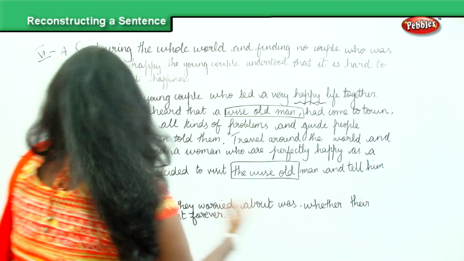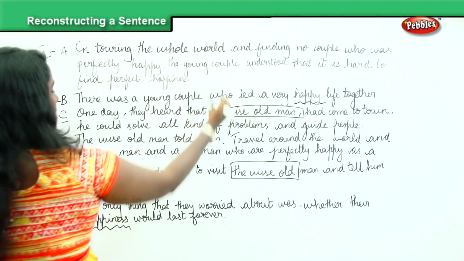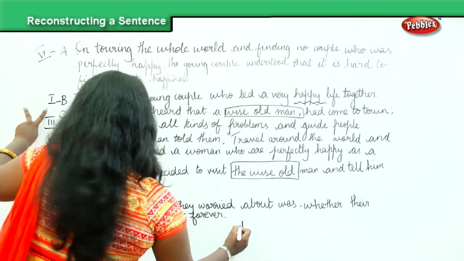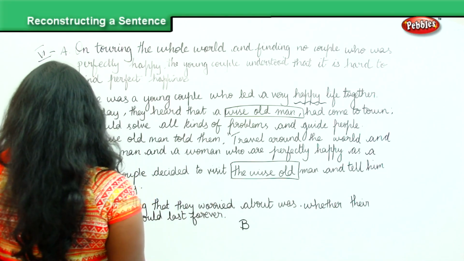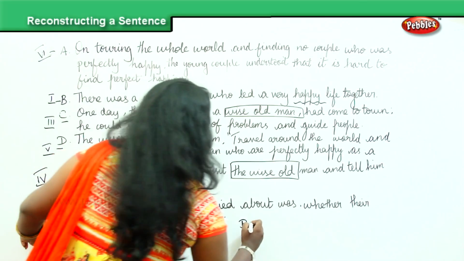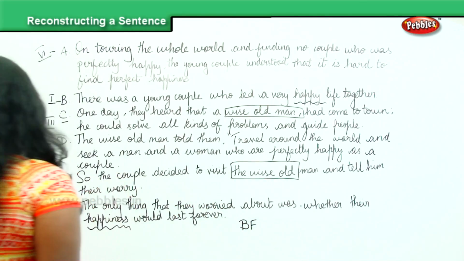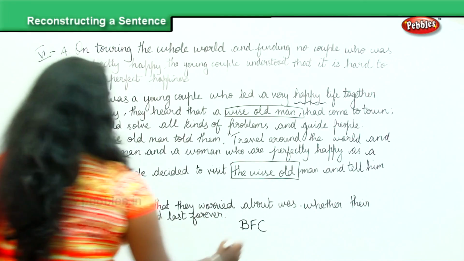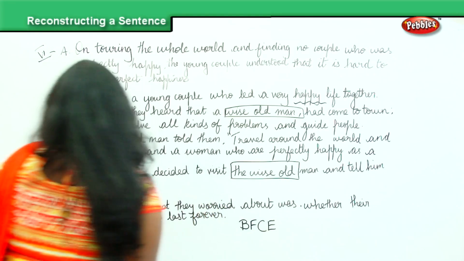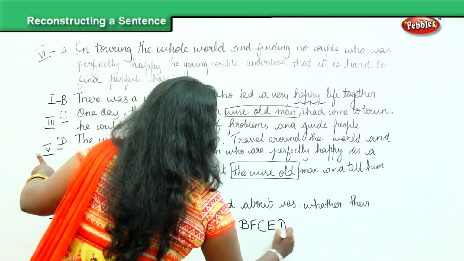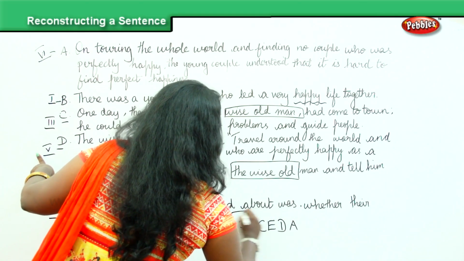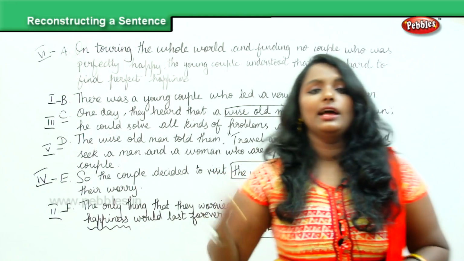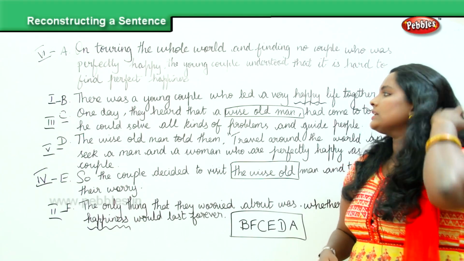So we have sequenced our answer. So your option order is B, F, C, E, D and A.